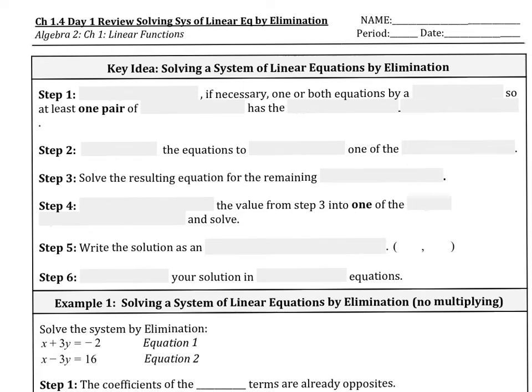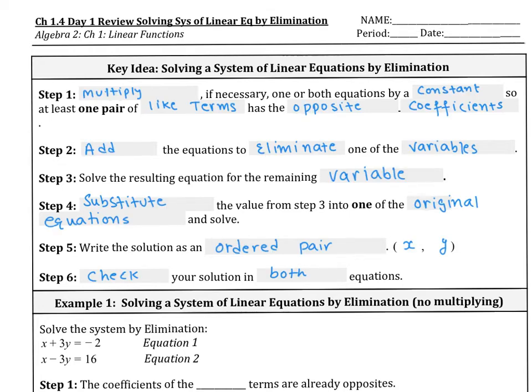Chapter 1.4 Day 1: Introduction to Solving Systems of Linear Equations by Elimination. To solve a system of linear equations by elimination, step number 1 is to multiply, if necessary, one or both equations by a constant, so that at least one pair of like terms has opposite coefficients.